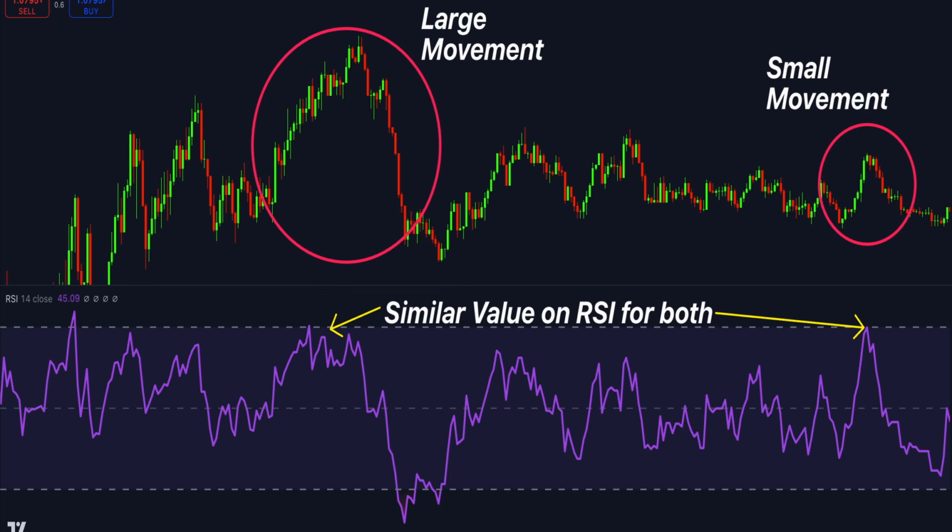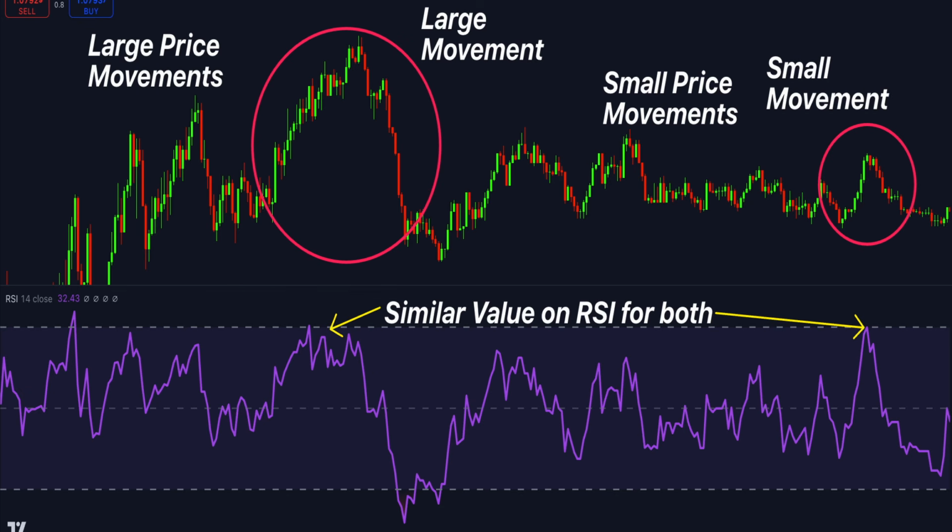Now we can come back to the relative part of relative strength index. How much movement it takes to reach these overbought and oversold zones is determined based on the relative amount of momentum in the market. If price is barely moving, the RSI will be more sensitive to small movements, and if price is moving a lot, it will be less sensitive.